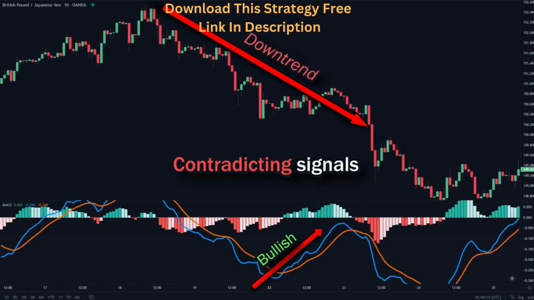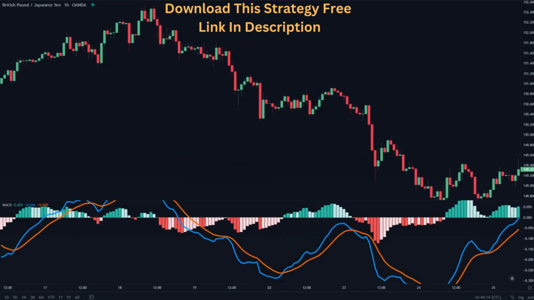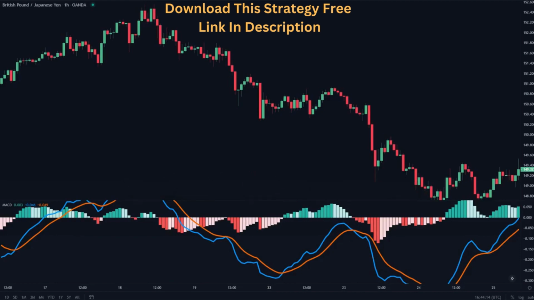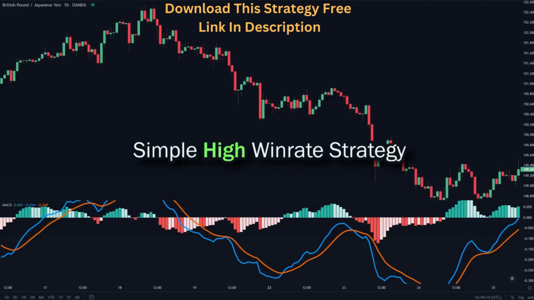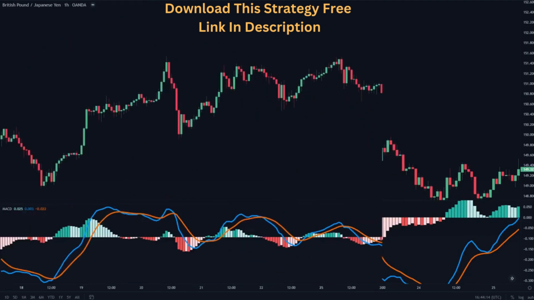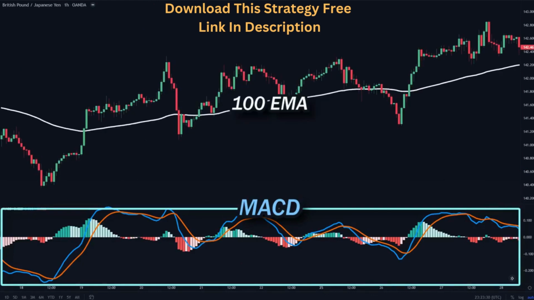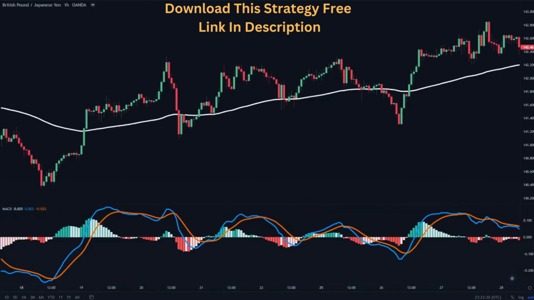This is exactly why you shouldn't use the MACD by itself, because what the MACD is showing us is only the short-term momentum. And as traders, we also need to take the long-term trend into consideration, because we never want to trade against a trend. And so, a simple but high win rate strategy that I recommend for beginners is by combining the MACD with a long-term trend indicator like the 100 EMA. This way, we can safely trade the MACD while making sure that we're staying within the same direction of the long-term trend. So this is how you trade the strategy.